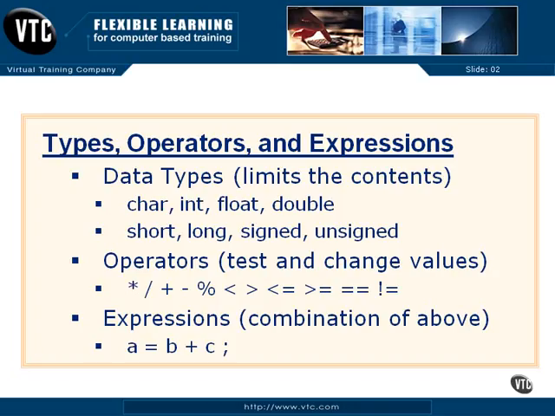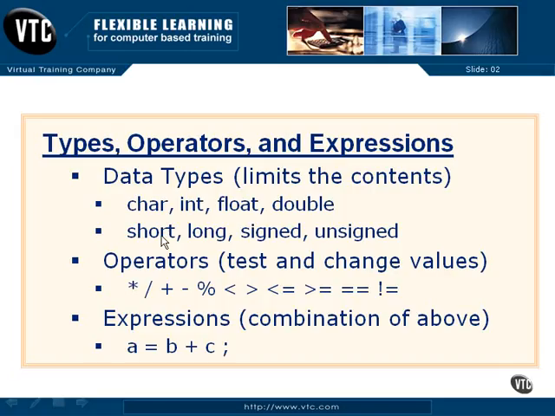Now we're going to start talking about types, data types that is, operators, and expressions in the C language. Data types actually limit the contents of an item. So we have a variable, and let's say that it's a character, that's the char, or character. It could be an integer, a floating point, or a double precision floating point. A double is just a larger float with greater precision. And of course, we'll look at all of these in detail as we go through this section.